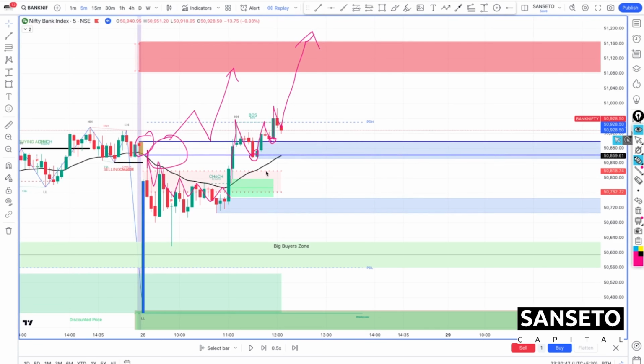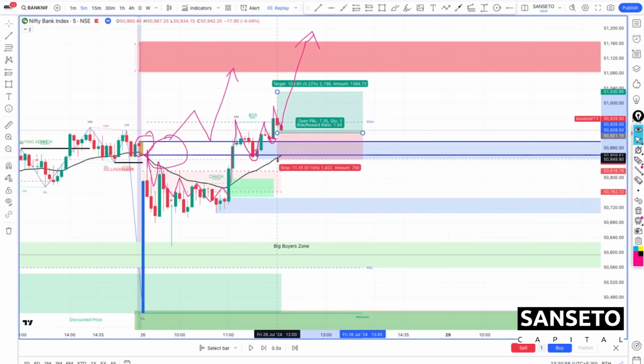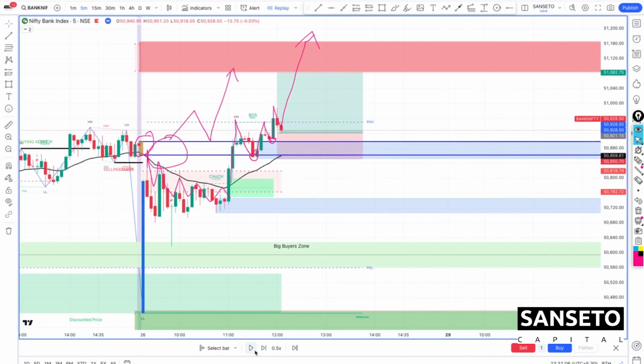Okay, let's assume we are entering at this level. People who are trading are already aware of these settings. So I'm just keeping it like stop loss is here and the target is here somewhere. Actually the first point, this is the target I was supposed to keep. Let's see.